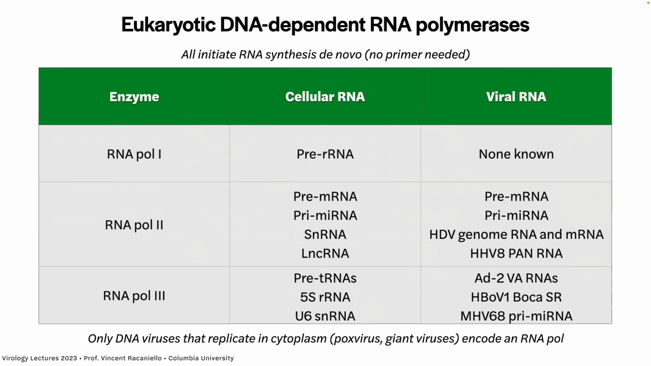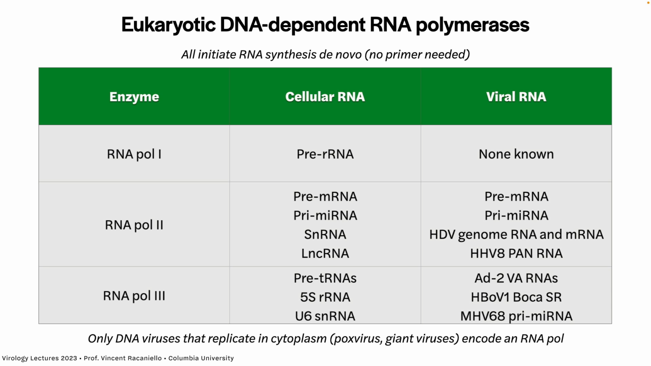Now, in the cell, there are a number of enzymes that make RNA from DNA. These are called DNA-dependent RNA polymerases. And all of these, there's Pol 1, 2, and 3, none of them need a primer. So they initiate RNA synthesis de novo, right? No primer, de novo synthesis. Pol 1 makes ribosomal RNA, and we don't know any viral RNAs that are made from Pol 1. There might be some, but we don't know about them.